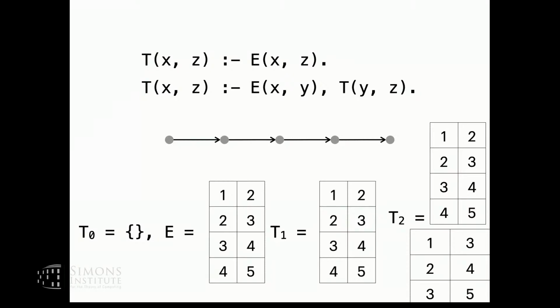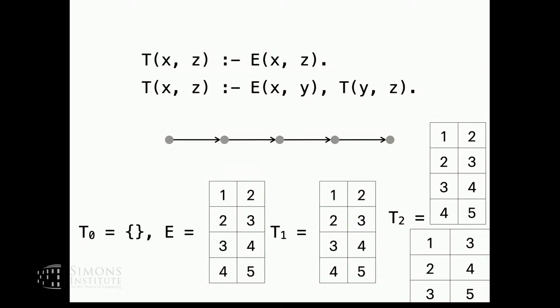So in the first iteration, we fire the first rule, and we see that T0 was empty, so we add everything from E into T0. And then the second rule says that we join E with T, but because T0 was empty, there's nothing to join. So this rule produces nothing in the first iteration. So in the first iteration, we just add the E relation as is into the T relation.